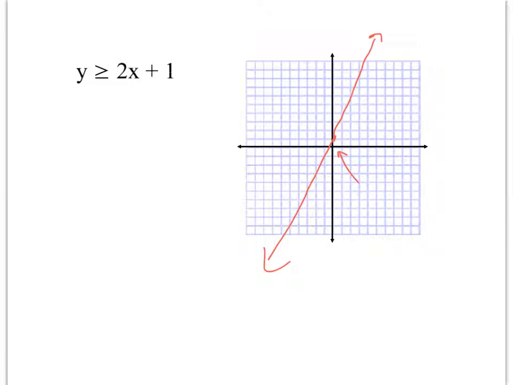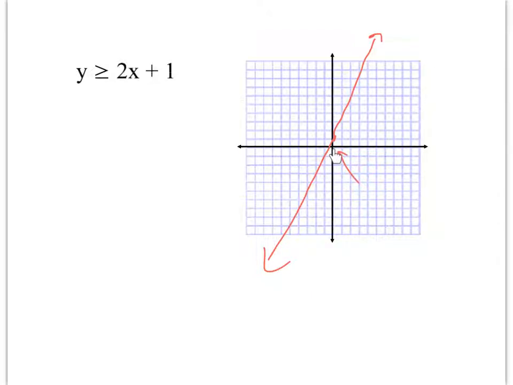So I graphed the line with a solid line, and the reason I graphed it with a solid line is because of the equal sign, greater than or equal to. If that had been just greater than, it would be a dotted line, but it's a solid line. And now we're just going to test to see which side I shade. Do I shade to the right or do I shade to the left? And I'm going to plug in the ordered pair 0, 0.